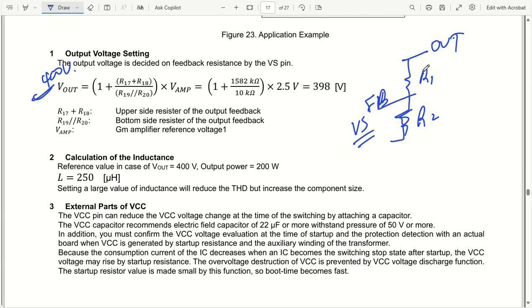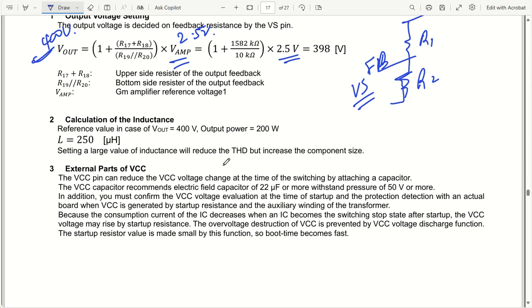So R1 and R2 will be decided based on this particular formula, and V reference is nothing but 2.5 volt, so you have to take 2.5 volt, and accordingly it is given here. You decide one of the resistors, let us say 10 kilo ohm, so the other resistor will be calculated based on the V out that you want. Accordingly you can put that value, R upper and R lower, or R upper and R bottom. That is how it is going to work.